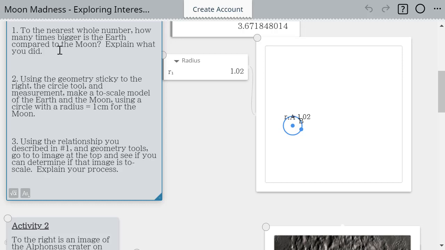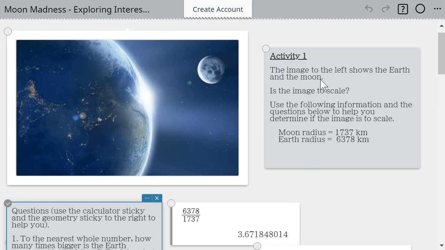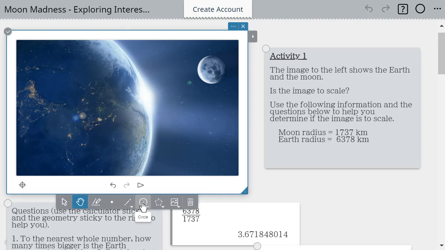So then, based on this, we figured out it's 4 times bigger, and we figured out that we could make our own scale model by making a circle that represents a moon and making a larger circle with a 4 times larger radius that's going to be 4 times the size of it. And that's a better scale. And so then it says, okay, go back to this picture, because the question they were asked is is this image to scale. And so now they could actually do the same thing.